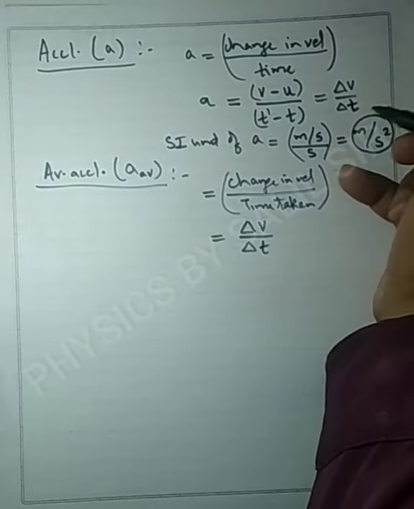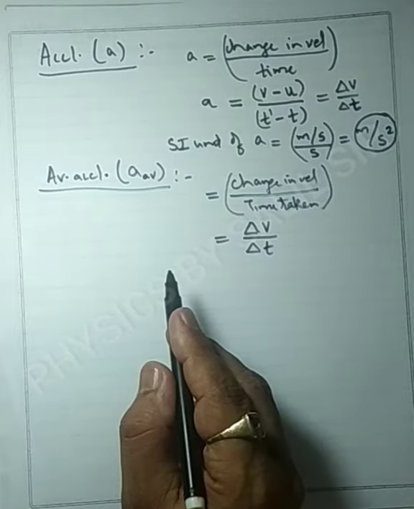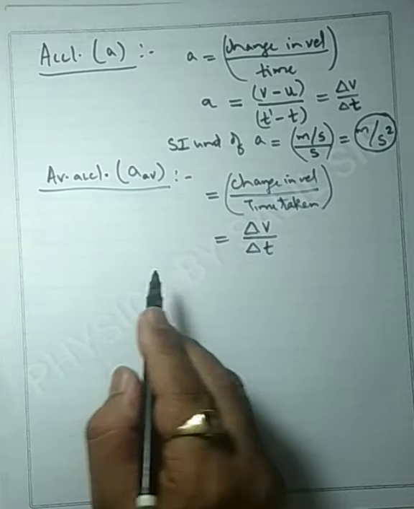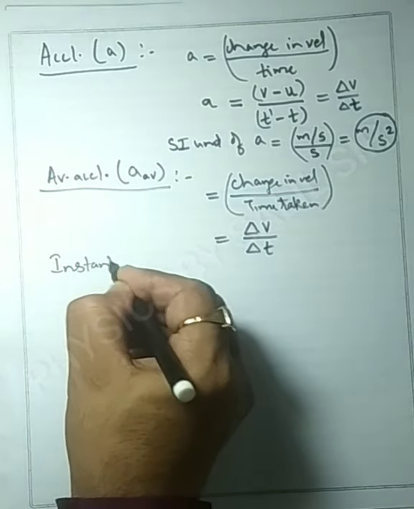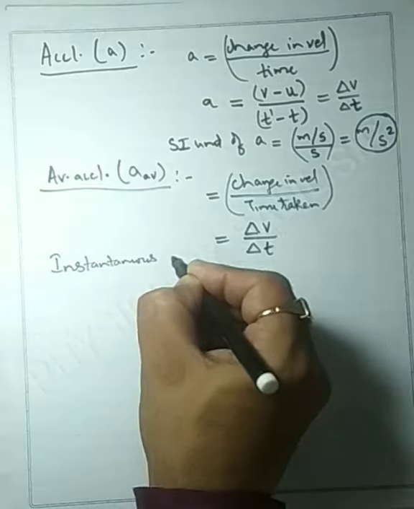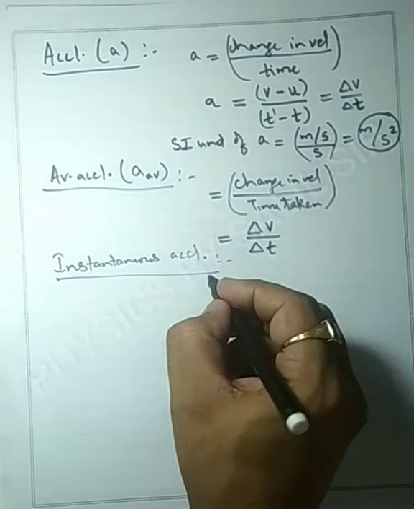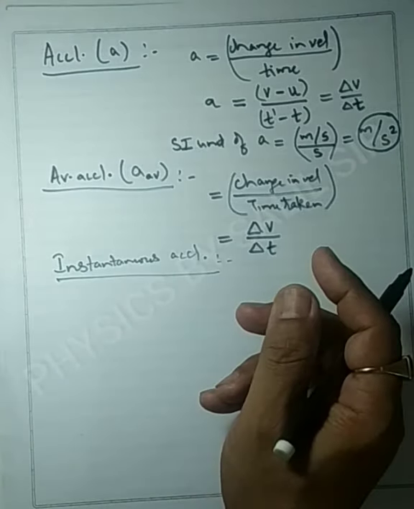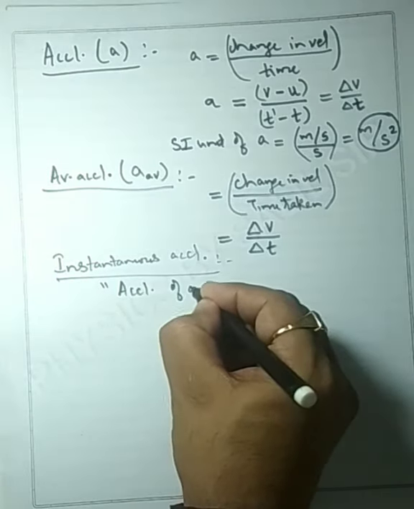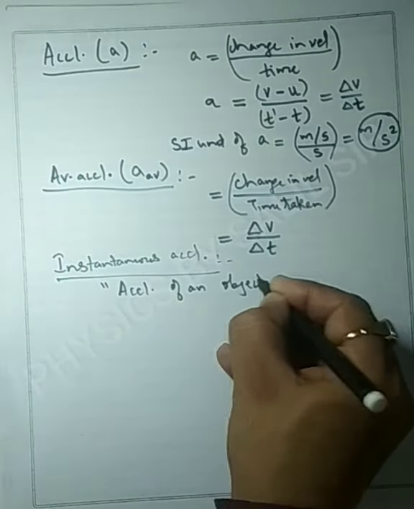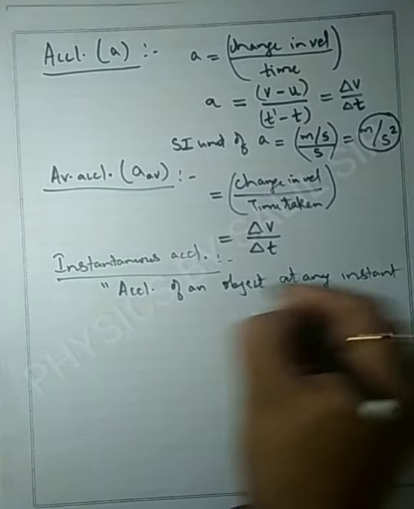So average acceleration and acceleration are almost similar things, and the difference is only for the instantaneous acceleration. Instantaneous acceleration is defined as the acceleration of an object at any instant of time.